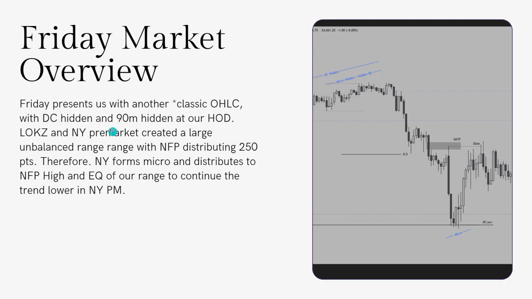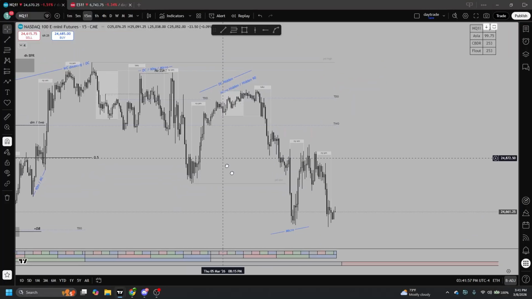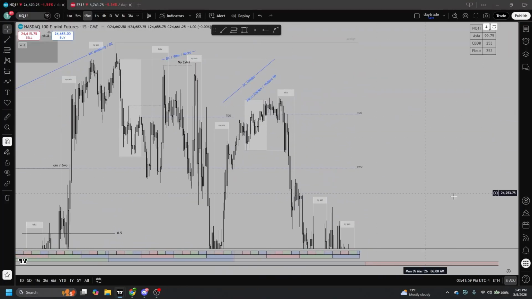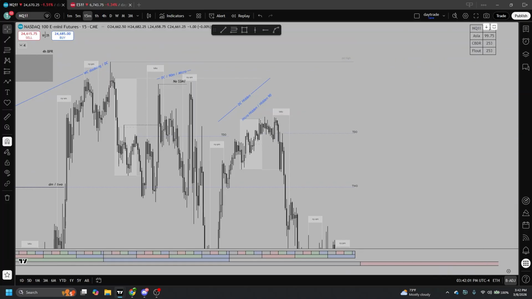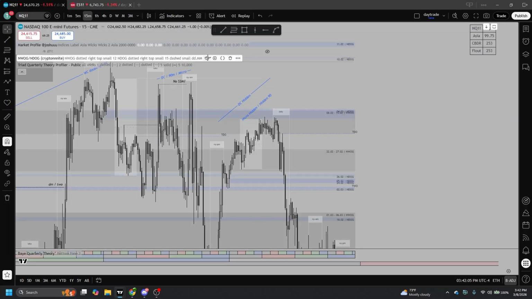London kill zone and New York pre-market created a large unbalanced range with an NFP distributing 250 points lower. Therefore, New York forms micro, distributes to the NFP high, EQ range, and so on. Right? Let's take a look at the actual price action. I don't really need to reference this very much.